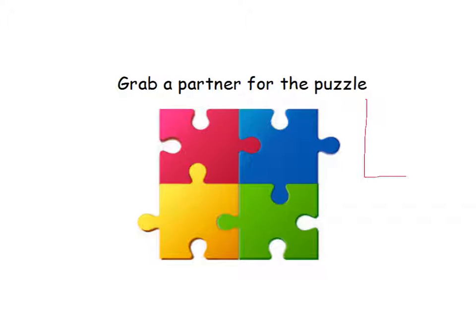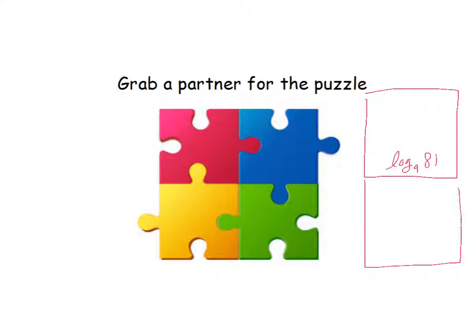The squares are going to have different kinds of things on them. You might have something like, let's say, log base 9 of 81. If that's what you have, I'm looking for you to evaluate it. What is log base 9 of 81? And because you did Quizlet, you know, well, that's 2. So you would have to find a puzzle piece that has a 2 and match those up.